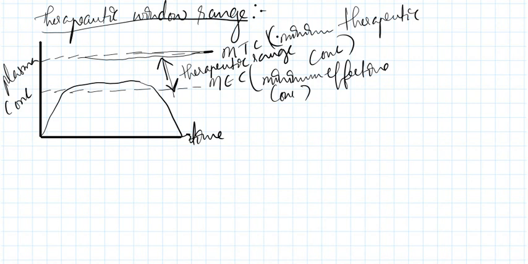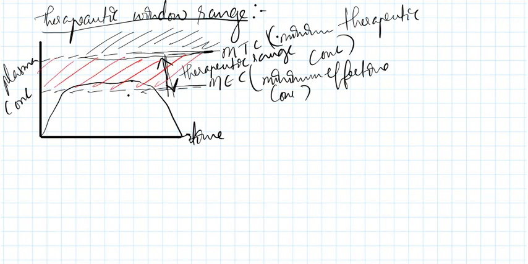Beyond this line, the drug effect starts. Beyond this line, drug toxicity starts. So the area in between the MTC, the minimum toxic concentration, and the minimum effective concentration is the therapeutic range. This area is the therapeutic range. Okay, you got my point?